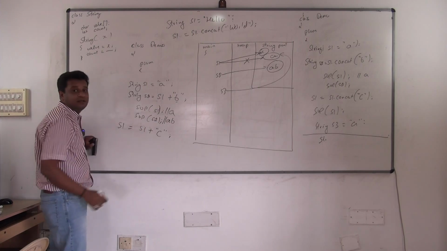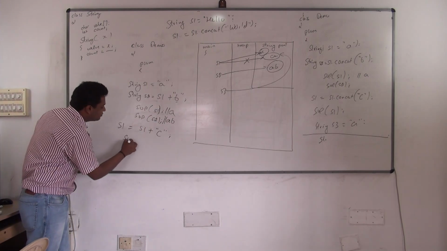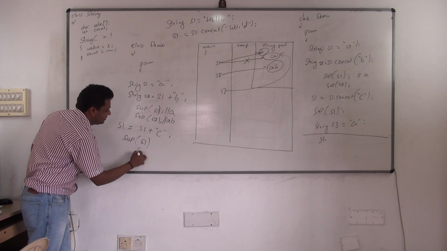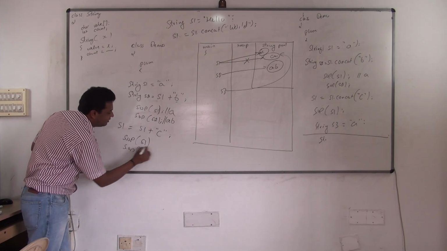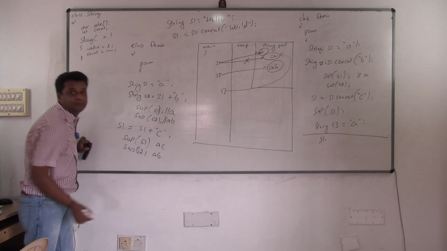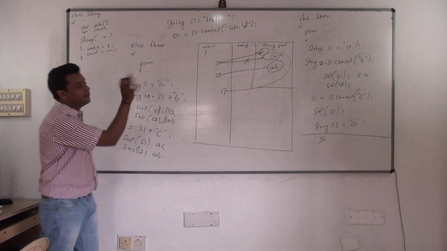Return type will be accepted in what? S1. Now SOP S1 will print what? AC. S2 will print what? AB. Very, very important entry question. Remember this. And A is getting dereferenced.